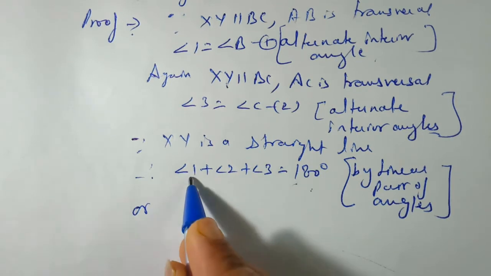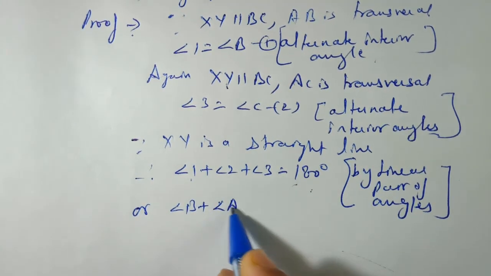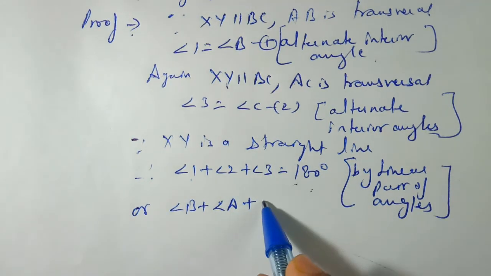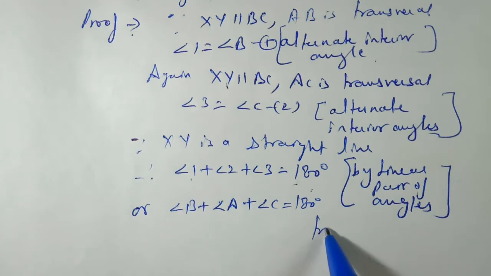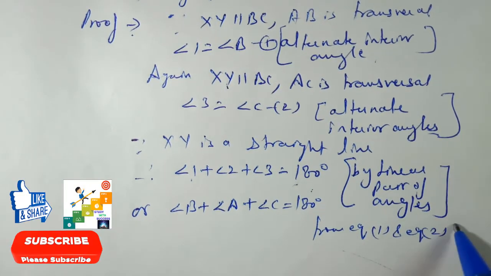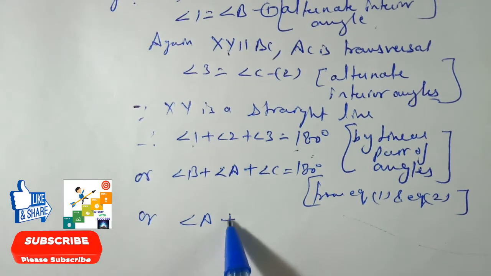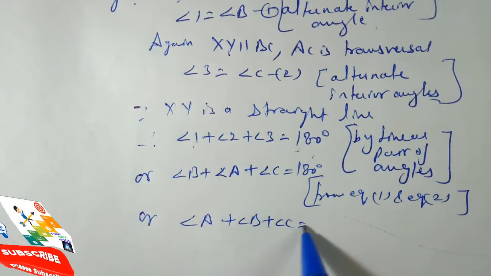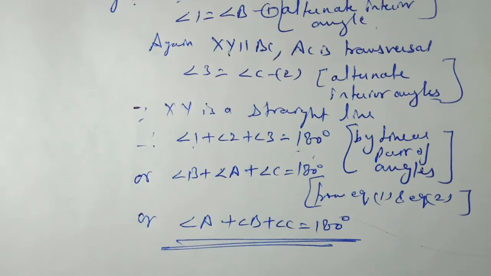So in place of angle 1 we write angle B, angle 2 we write angle A, and angle 3 we write angle C, equal to 180 degrees, from equation 1 and equation 2. Now rearranging them, angle A plus angle B plus angle C is equal to 180 degrees. So this way we have proved it. Thank you.